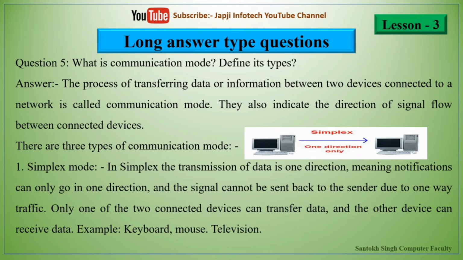The first one is simplex mode. In simplex, the transmission of data is in one direction, meaning information can only go in one direction and the signal cannot be sent back to the sender due to one-way traffic. Only one of the two connected devices can transfer data and the other device can receive data. Its examples are keyboard, mouse and television.